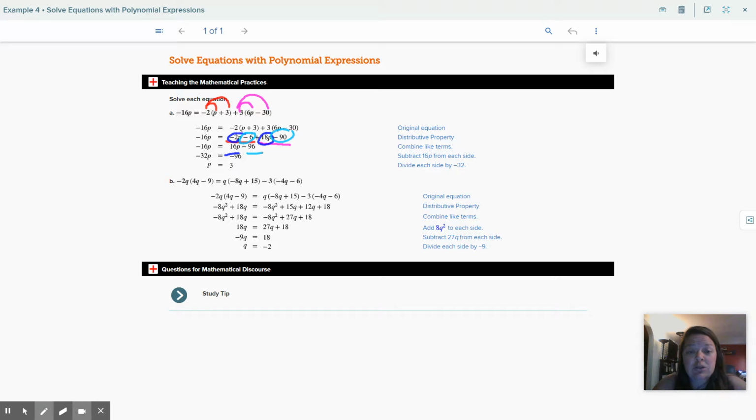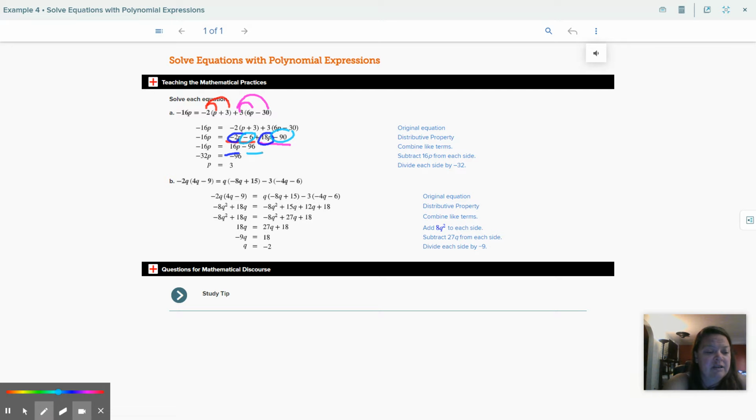We can use our algebra skills to subtract 16p from both sides, where we get negative 32p equals negative 96. Divide both sides by negative 32, sorry, not p, just negative 32, and we get p equals 3. If you have any questions on any of those steps, make sure you write them down now so that during your class meeting, you can get your answers.